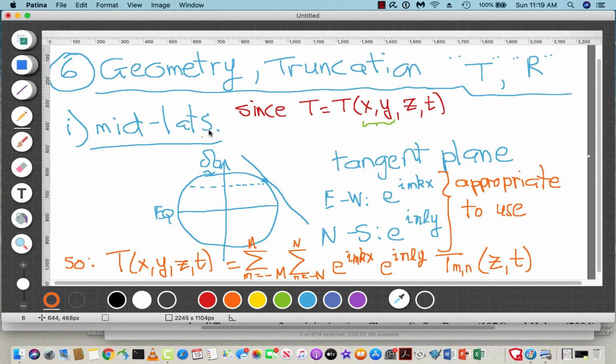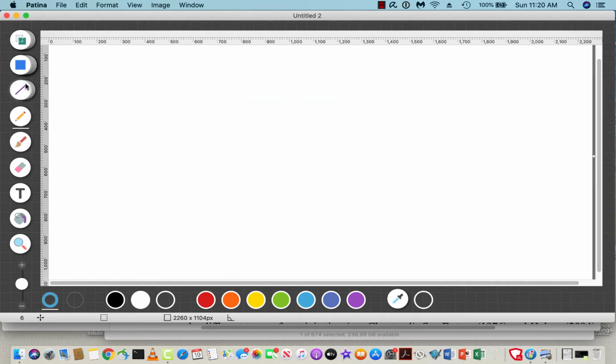So the point is that on this tangent plane, we can write an expansion, a spectral expansion for what the quantity looks like in terms of e to the i m k x, e to the i n l y. Mathematically, that's okay. So if you want to, you could solve the problem with that as a starting point. Problem is that what we just did for the tangent plane doesn't work for the sphere, and it also doesn't work for other areas of the sphere.